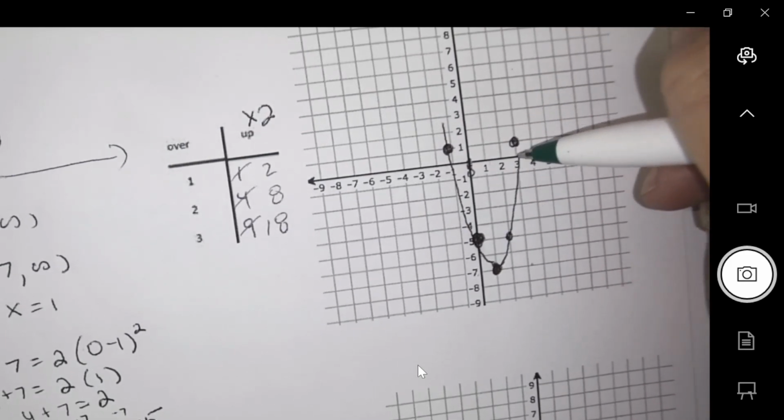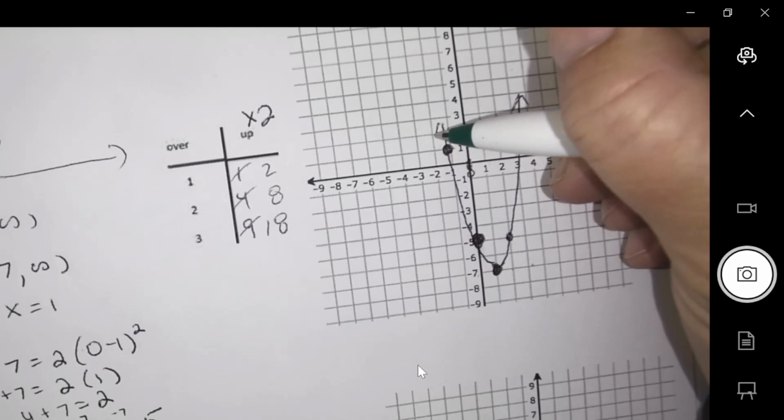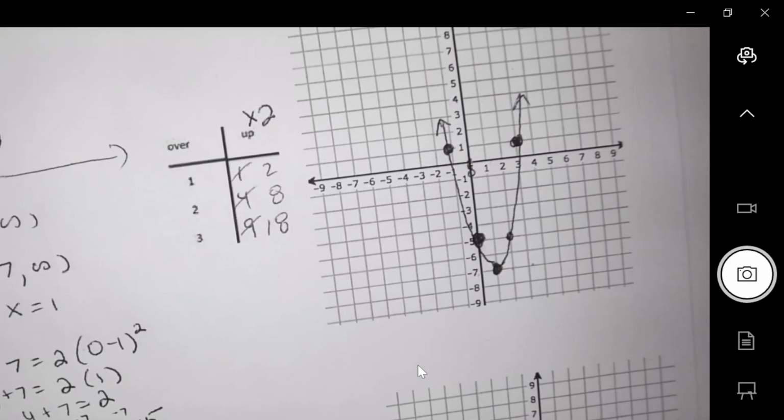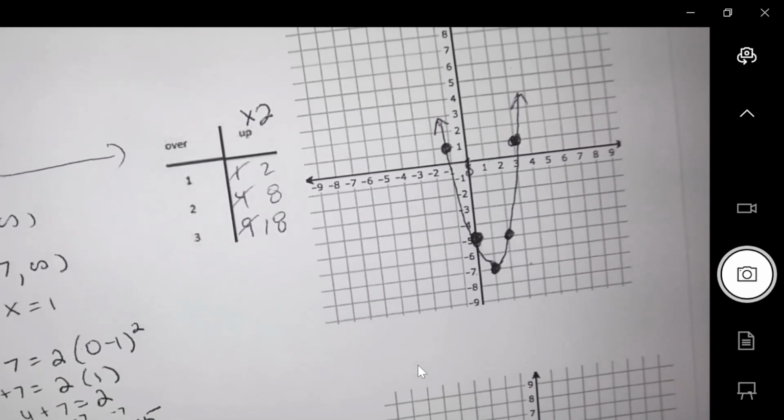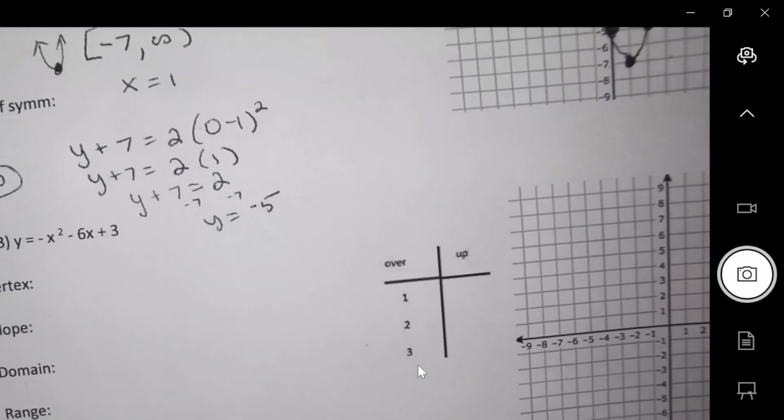I think on your test, I ask you for 5 coordinates. So there's your 5. Right? That's my 5 points. 1, 2, 3, 4, 5. Okay? So on your test, that's what I'm expecting you to do.